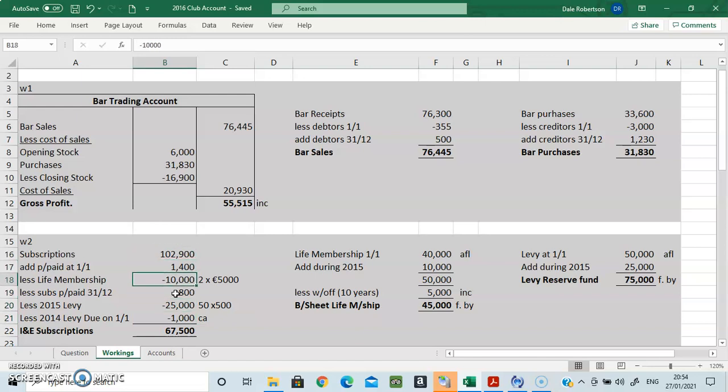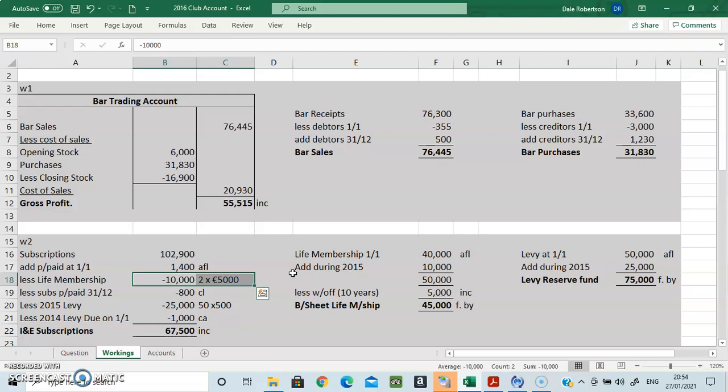You do all of this maneuvering here, and you're going to get your actual subscriptions, income and expenditure subscriptions, and that is an income in there. Income prepaid, this is a current liability in the balance sheet, and this is an AFL, an accumulated fund liability at the start of the year. Now, the levy and the life membership need to be treated slightly differently.